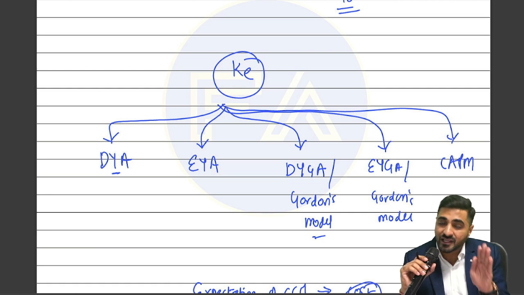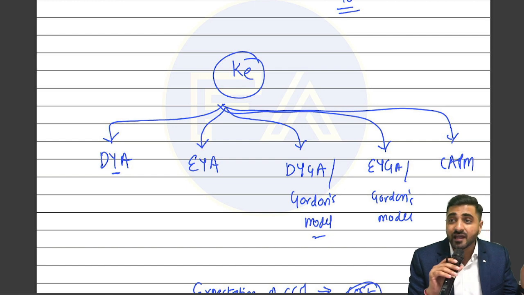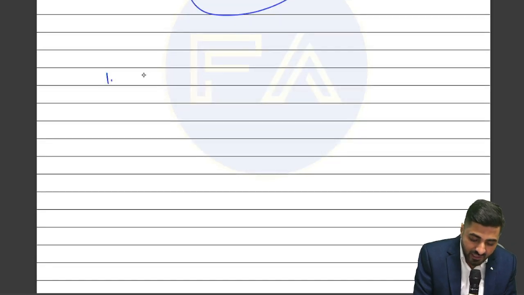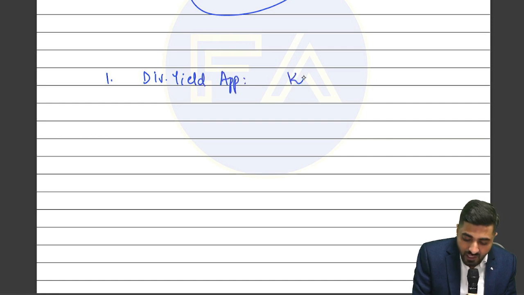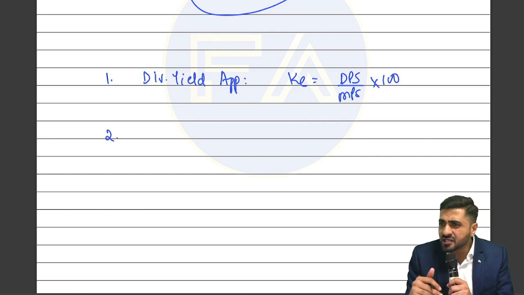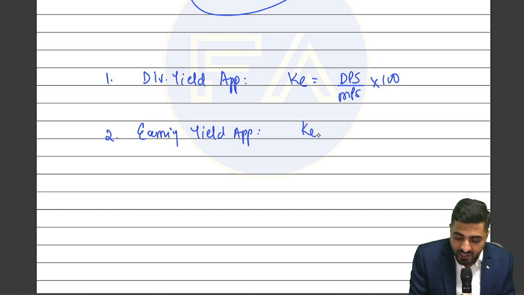So the best way to understand cost of equity is to first see what returns the equity holders are expecting. The first approach is the dividend yield approach. The formula to calculate KE is DPS by MPS into 100. But if the company does not distribute dividends, then we use the earnings yield approach, where KE will be EPS upon MPS.